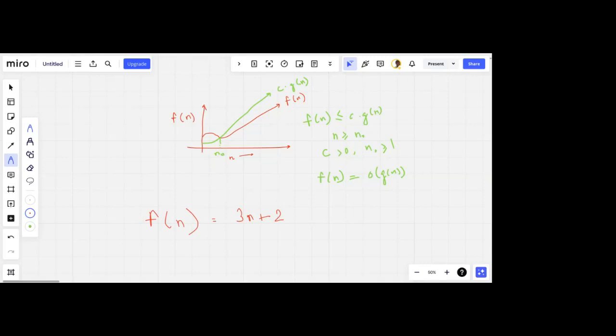Come on guys, we'll go step by step. Is the first thing clear? f of n is 3 into n plus 2. Is that clear to everyone? Yes or no in the chat? Quickly. That means that if n increases, the time taken by this function grows in the order of 3 into n plus 2.